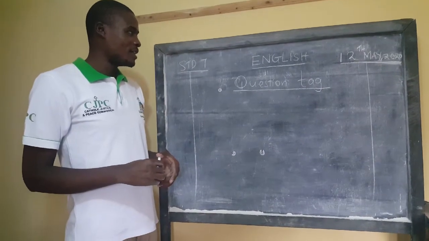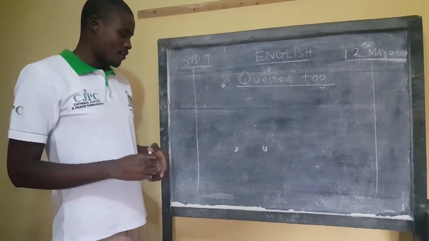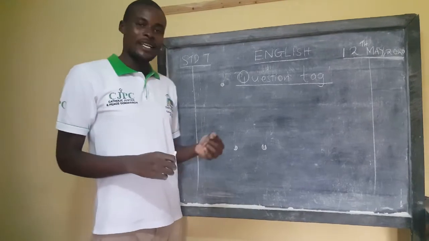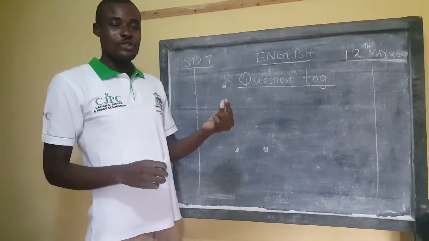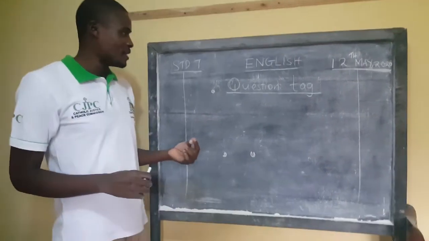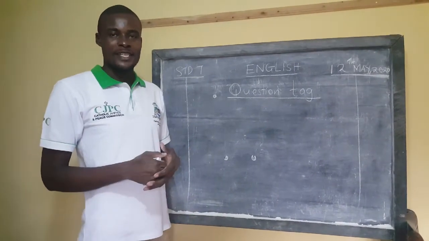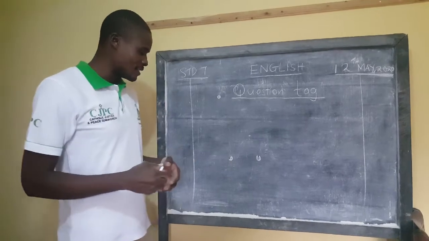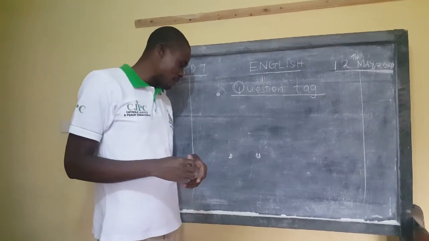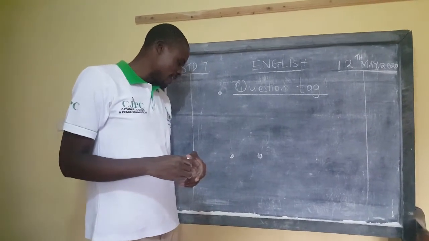And question tags. When I look at question tags, there are certain aspects that we need to look into very keenly. One being the issue of negativity and positivity of a sentence. Every sentence, like the one I'm going to give here as an example, he is late today.